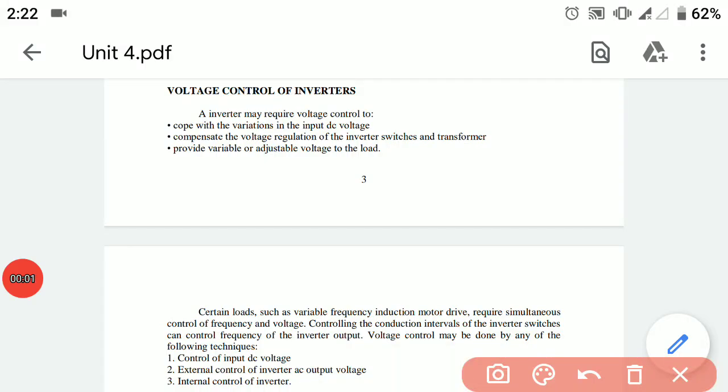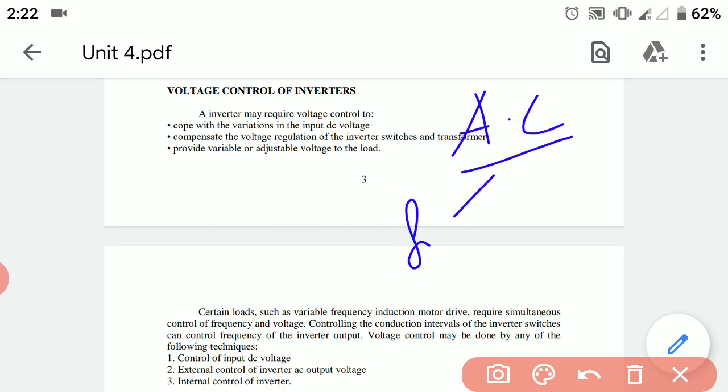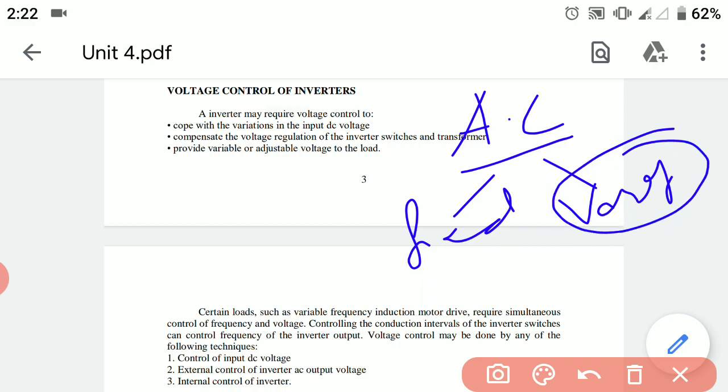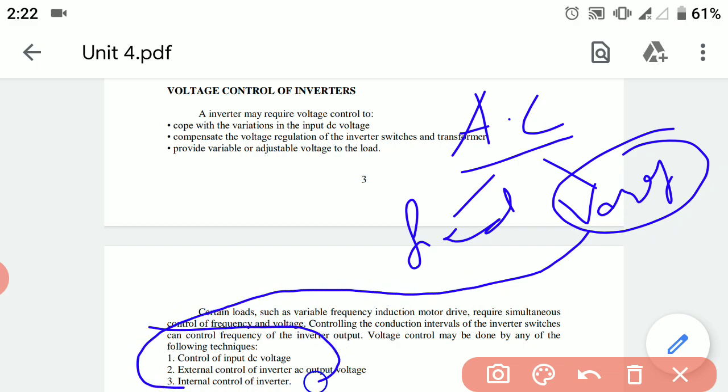As we have just discussed, the output from inverters, that is AC, can be fixed or it can be variable. This variable output can be controlled by these three techniques. First is control of input DC voltage. That is, the output of inverter can be controlled by increase or decrease of input DC voltage. That was the first case.